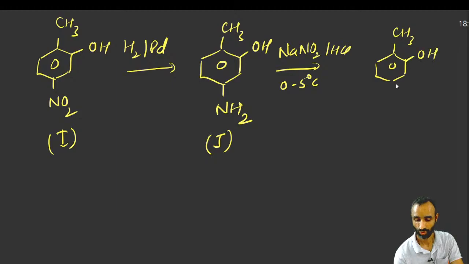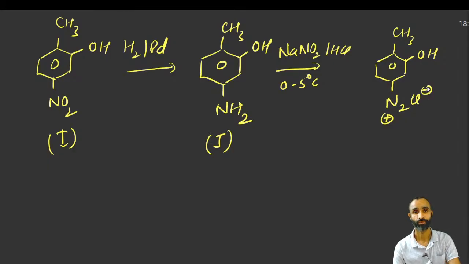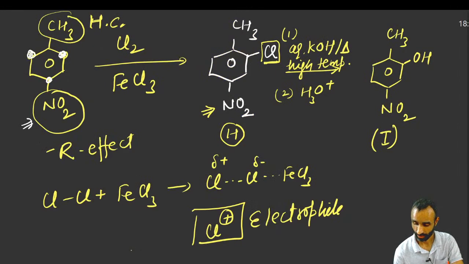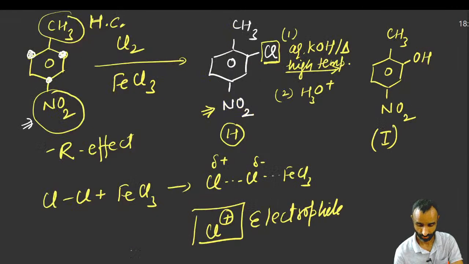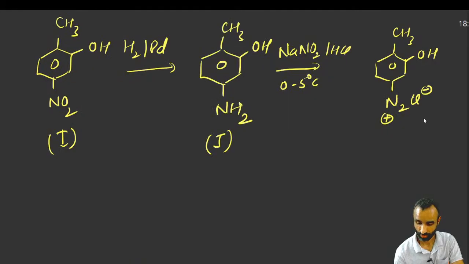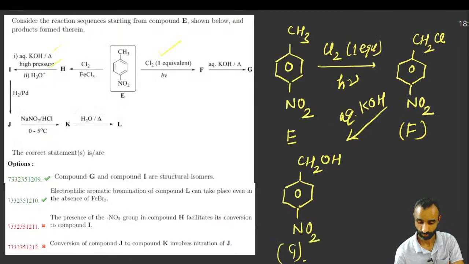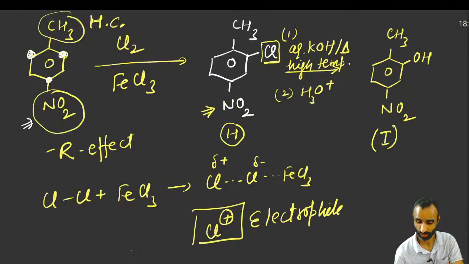CH3, OH, N2 positive, Cl negative. This is K. And after getting K, it is treated with H2O, and on heating.